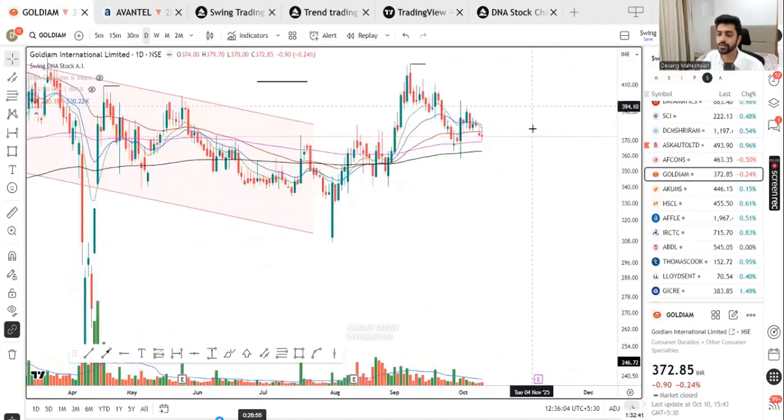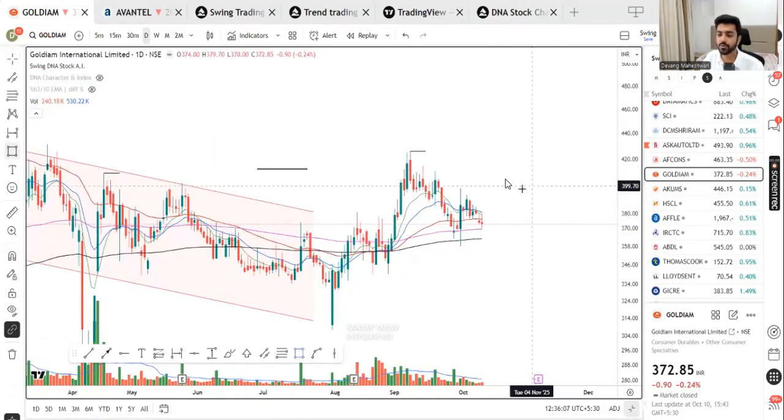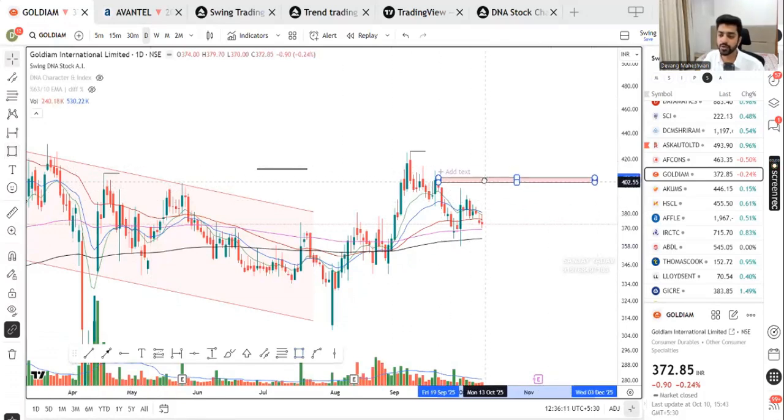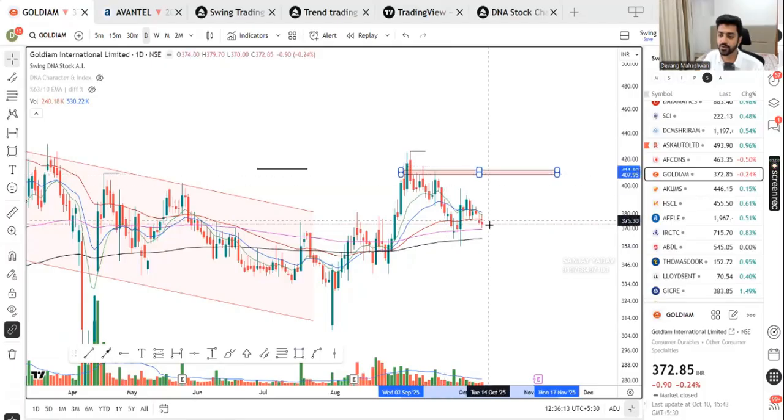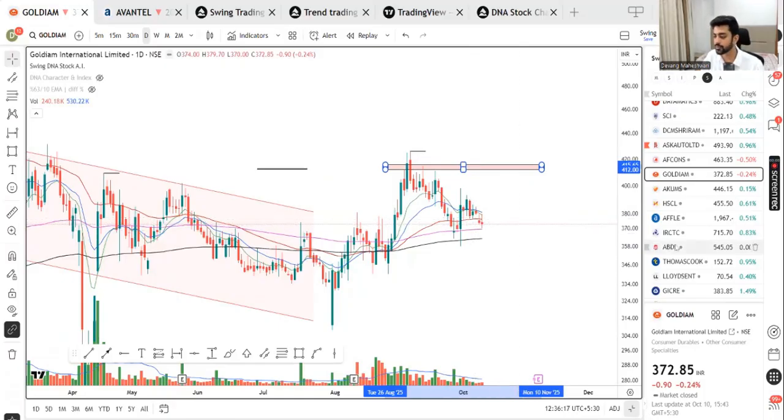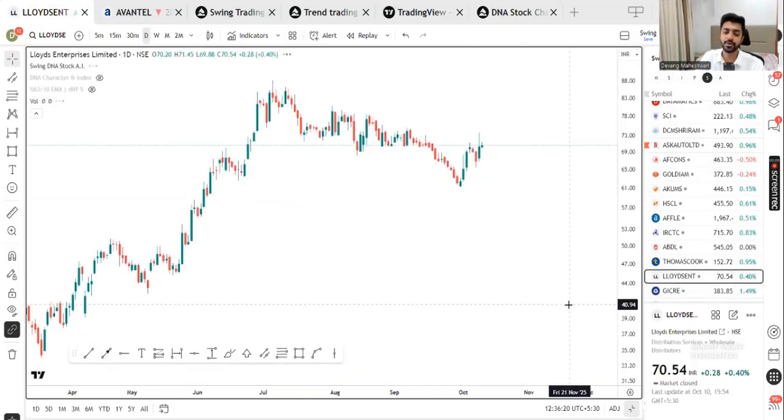Here it has again changed its trend, but still yet to form a base. Now whether it will move here till here, you can see supply zone up here. Now whether you will move it here or not, as you will have more candles, you will come to know. Lloyd's Enterprises.